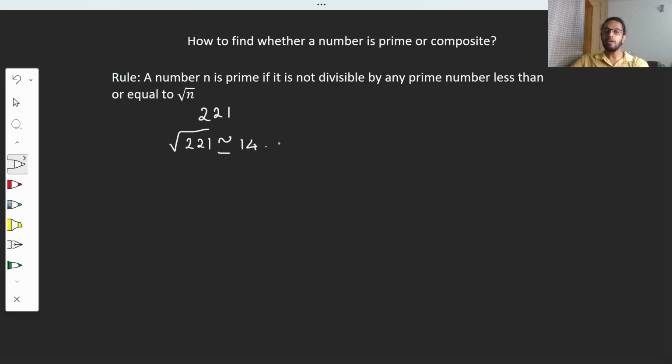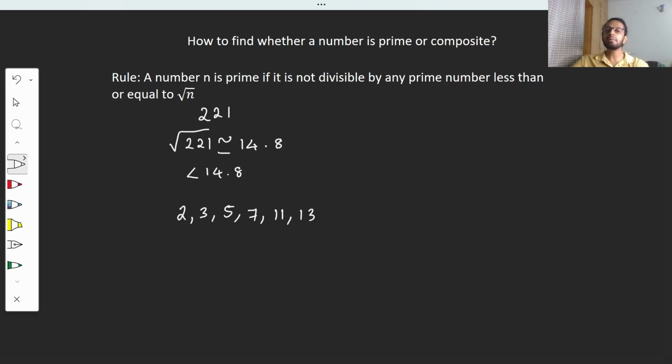14.8. I have made another video to explain how to find the square root of such large numbers. You can check it out. And now you can see the square root of 221 is approximately equal to 14.8. Now, what are all the prime numbers that are less than 14.8? We know 2, 3, 5, 7, 11, and 13. So these are all the prime numbers that are less than 14.8.